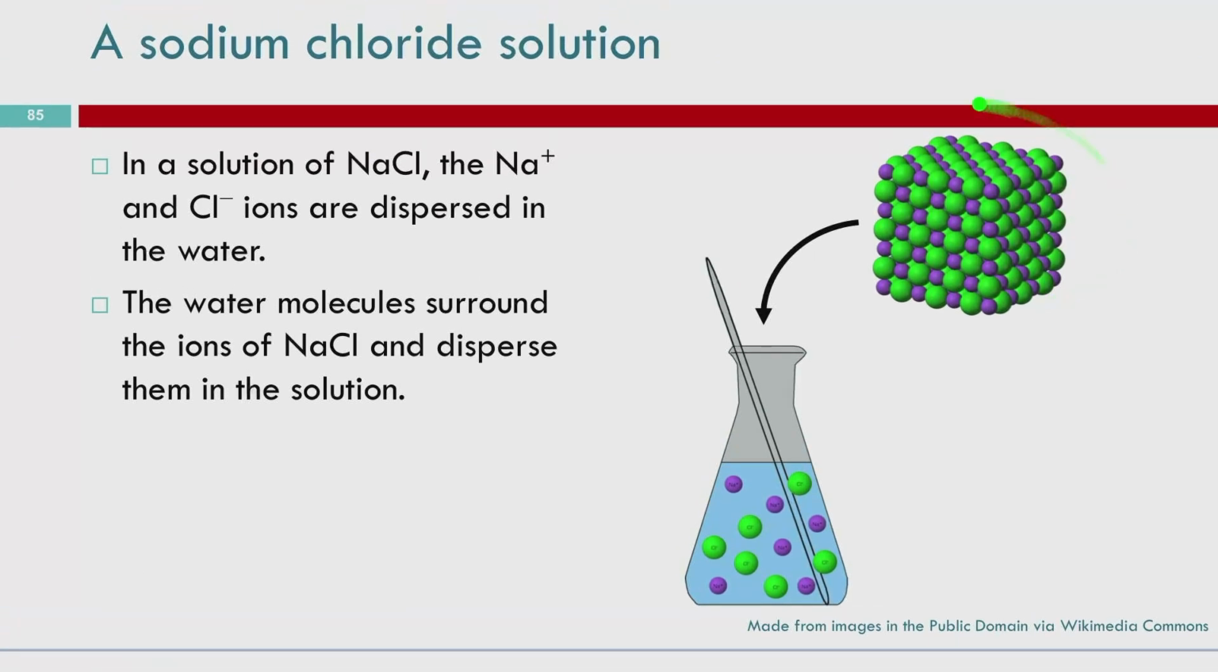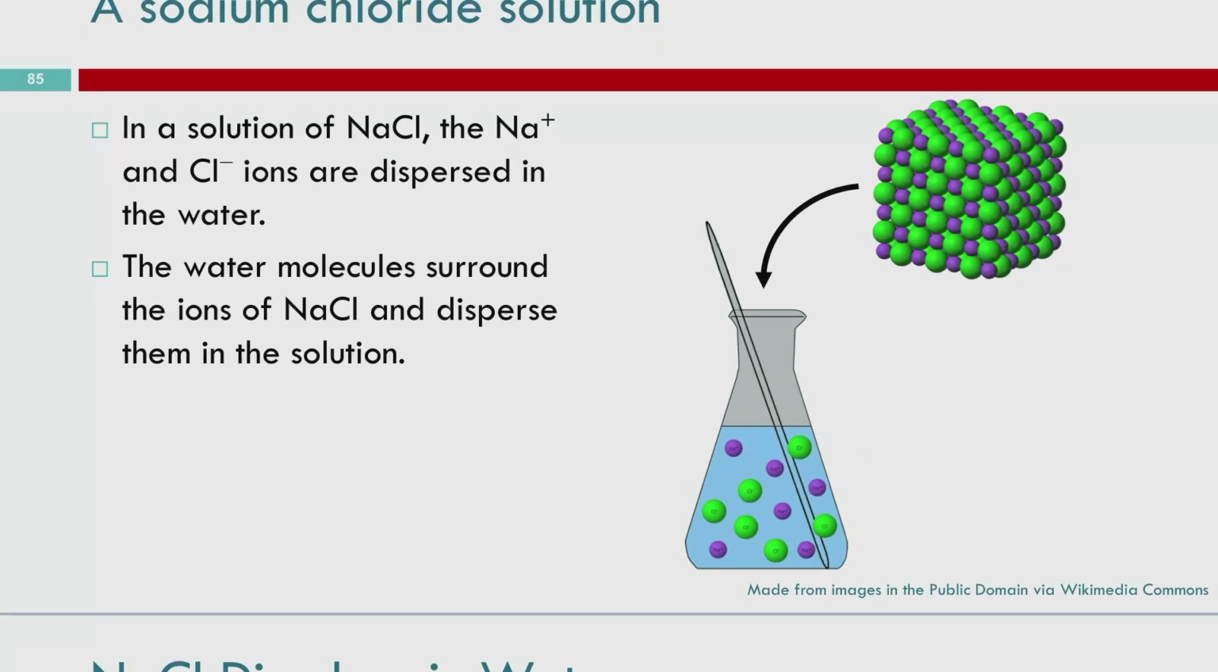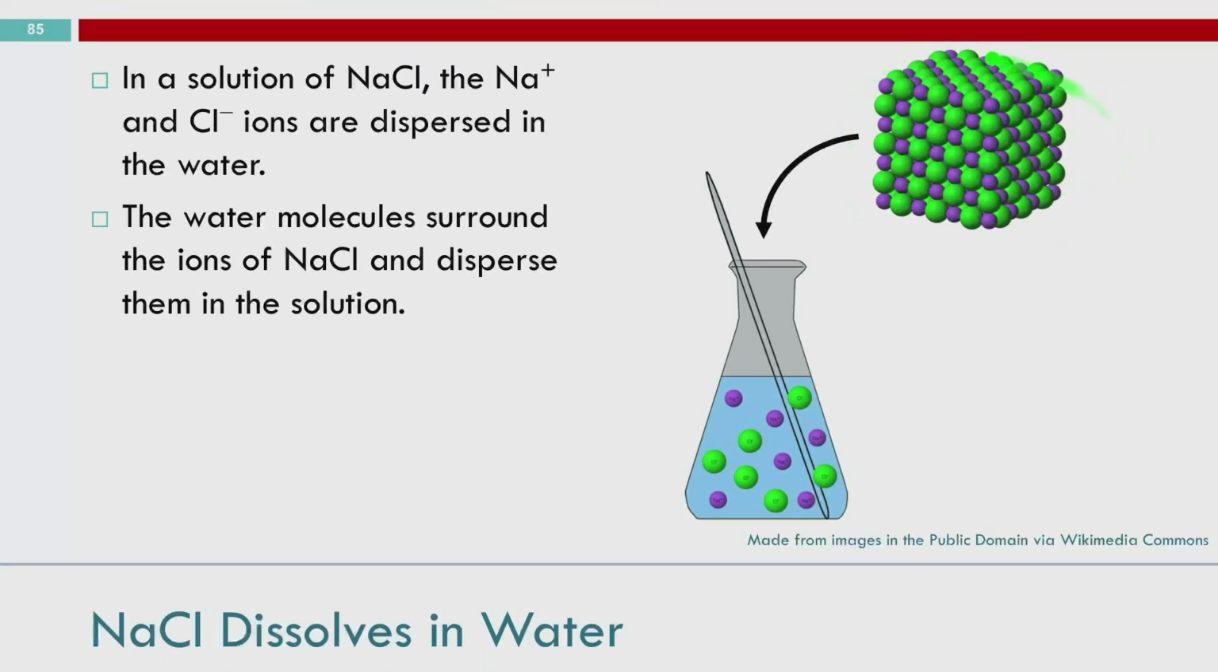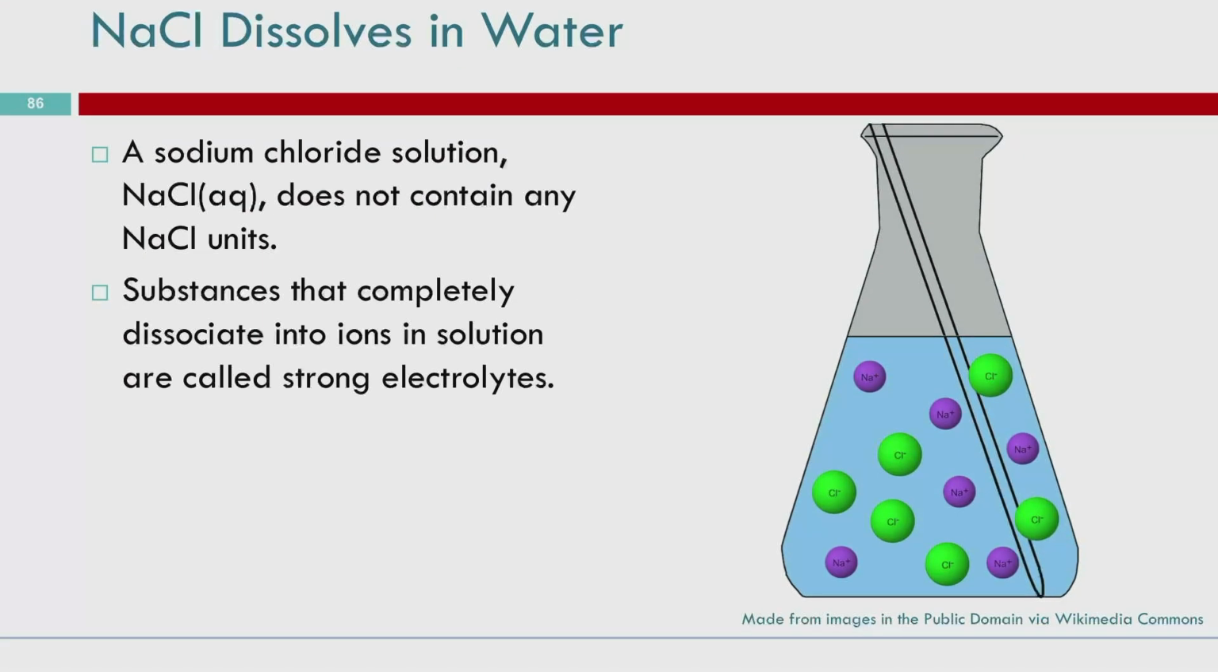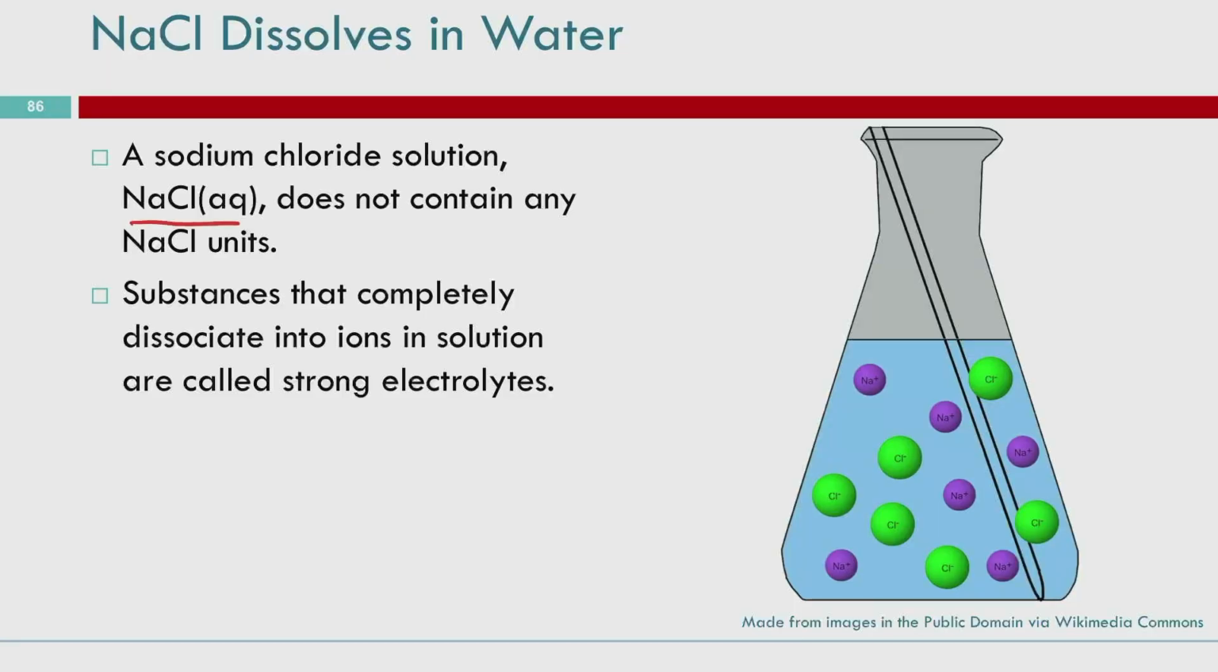Okay, so here's sodium chloride, more salt. The sodium and the chlorides we usually show just like this. The water molecules surround and pull apart and rip this sodium chloride to shreds, to individual ions in the solution. In reality, NaCl(aq) does not contain any NaCl units. So nowhere in a dissolved solution of sodium chloride are you going to find an Na and a Cl stuck to each other.